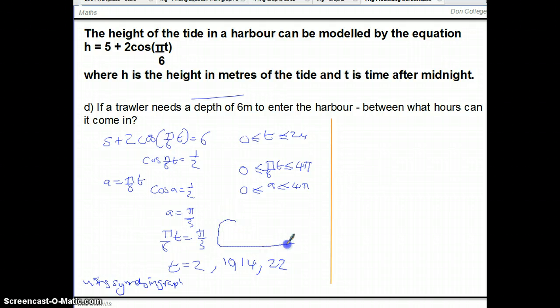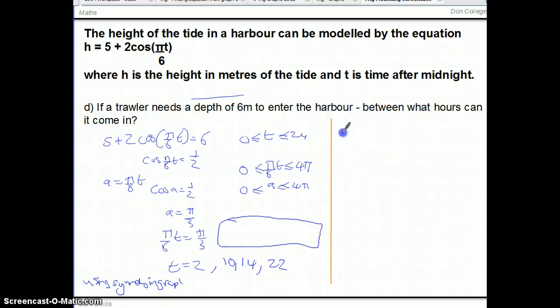If you want, you could work out all of those different values: pi on 3, 2 pi minus pi on 3, 2 pi plus pi on 3, 4 pi minus pi on 3. Rearrange and you'll get all of these things anyway. But I'm just using the symmetry of the graph to get those results, which saves a little bit of time. So then we just have to interpret that.